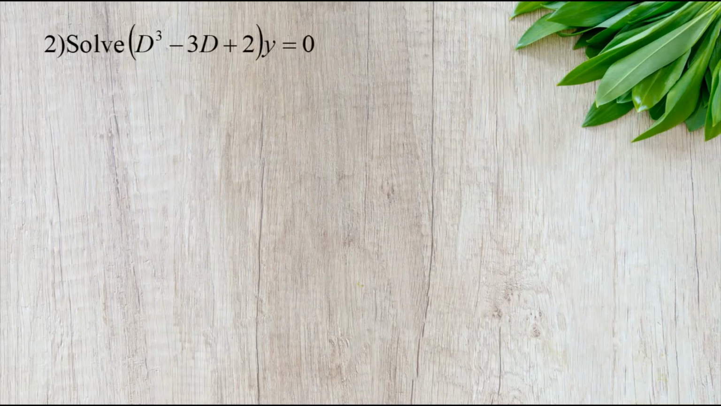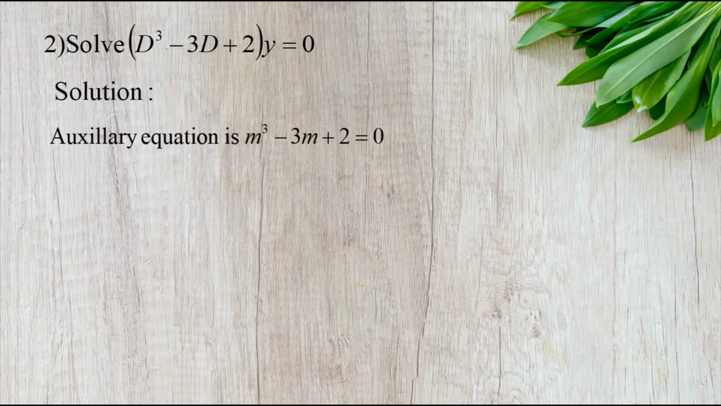Solve d cube minus 3d plus 2 of y equal to 0. Now let us first write the auxiliary equation. You may observe it is a third degree equation. That means we get 3 roots. You can use your calculator to find the roots. Minus 2, 1, 1. But your calculator may be showing only 2 roots because here the root 1 is repeating. So whichever is the last root, that will be the repeating root. So you get minus 2, 1, 1. Your calculator will be showing only minus 2, 1.